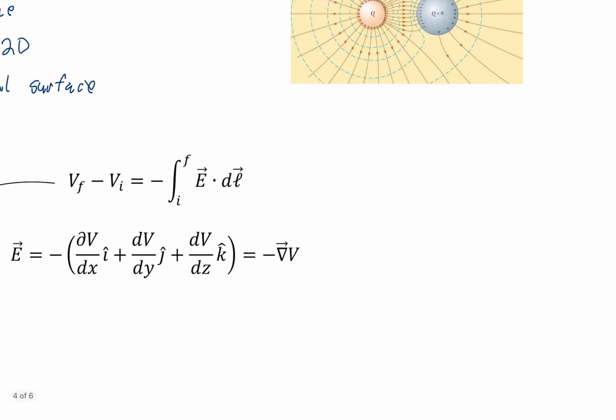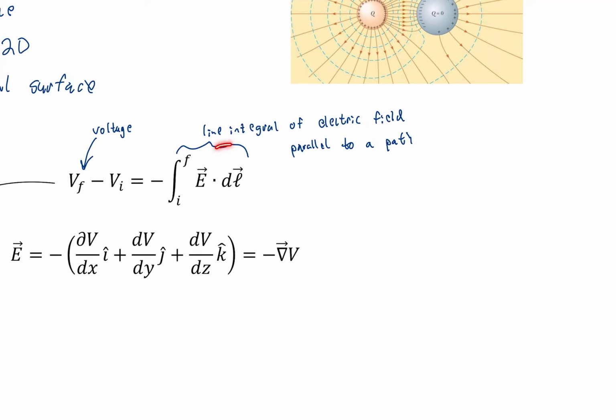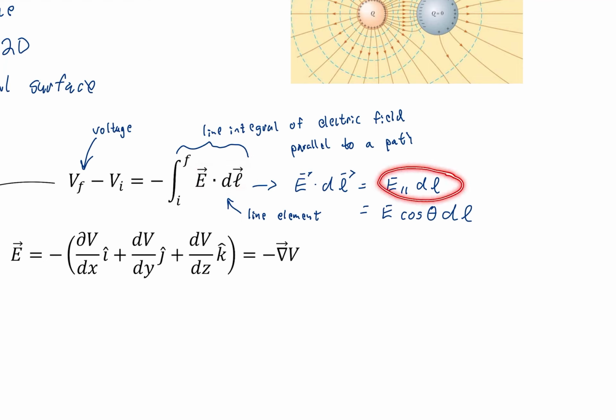Okay, so V is just the voltage. Here's the line integral of the electric field parallel to the path. The line element, as I said, is dL. And inside the integral it's a dot product, so we're only looking at the parallel component of the electric field, that's E parallel there, times dL, which is the same as E cosine theta times dL.